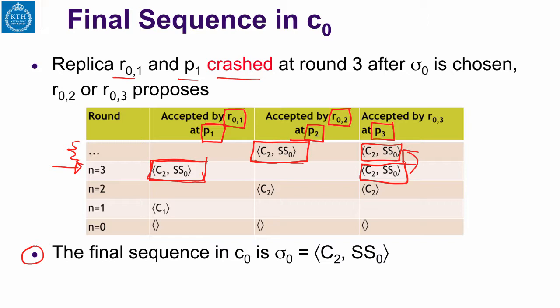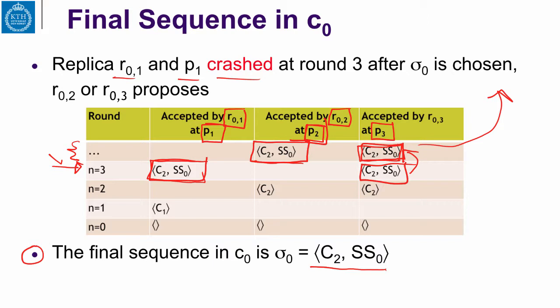Two observations at this point. We have the final sequence C2 SS0. This configuration has stopped. And even now, if process P3, when it has already executed and got the final sequence, even if that process has moved to a new configuration, this process still needs to help other processes, for example, in this case, P2, to reach the same final sequence.